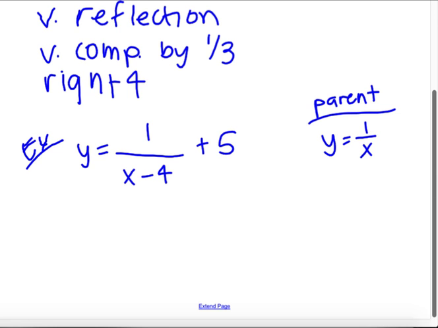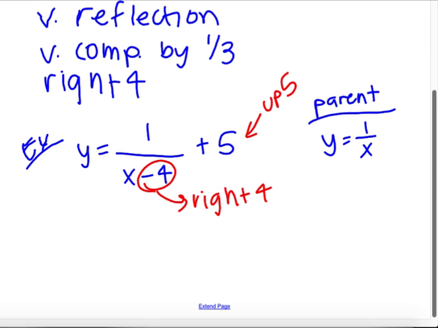So a couple things have happened. Only two things have happened. It's been shifted to the right 4. That's what that's doing. And it has been shifted up 5. That's what the 5 is doing. So there's the two transformations on that one.